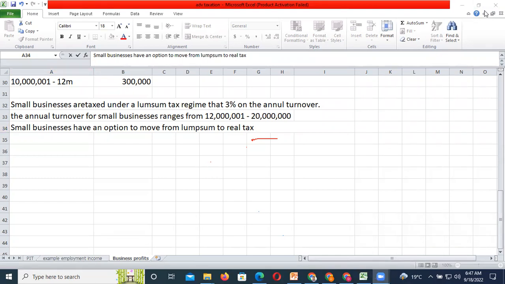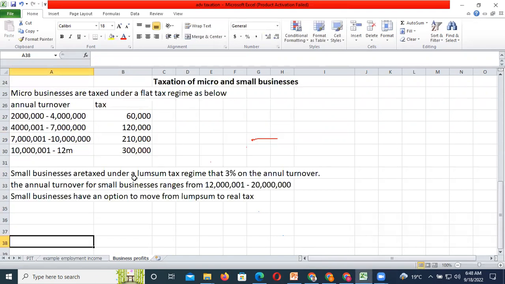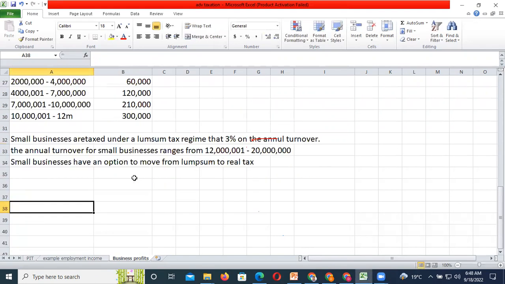What about from 20 and above? That one becomes a real tax regime. That one is a medium business, so you are going into a real tax. So that is how we tax the small and the micro business.